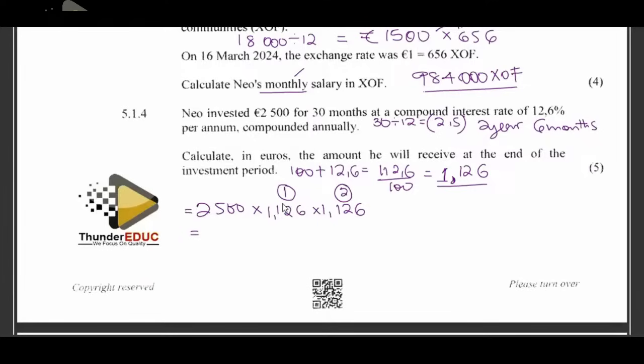Let's do that. So this becomes 2,815. Sorry, this is the first year. Then we are looking for the money at the end of the 2 years. So at the end of the 2 years, he has got a total amount of this much.